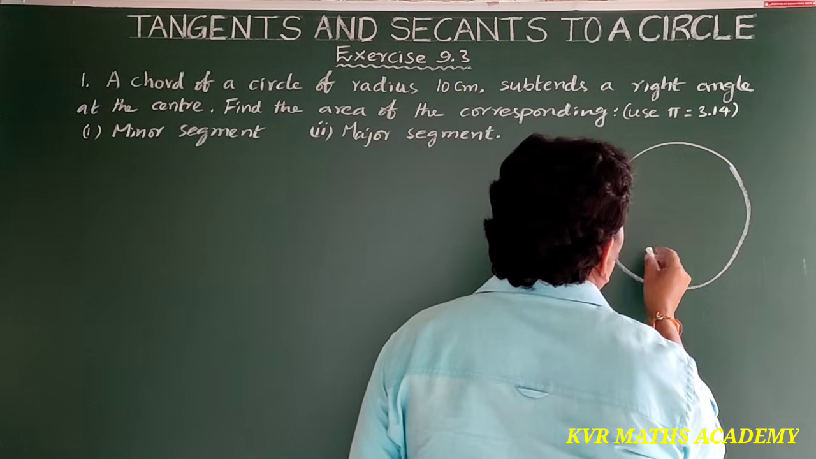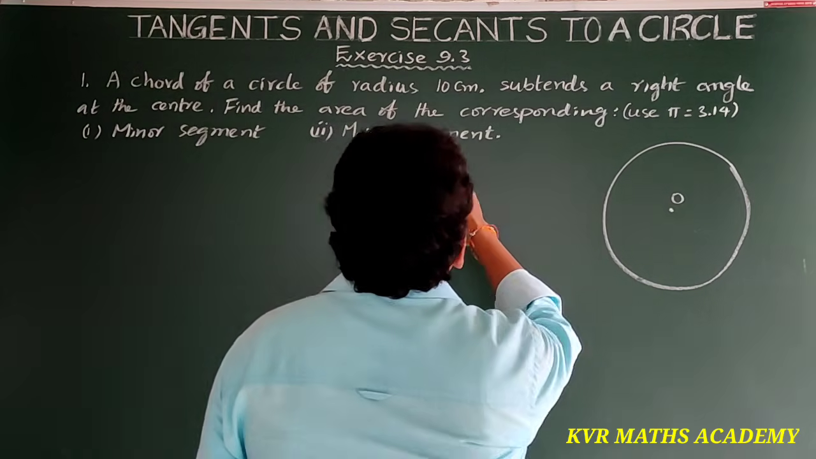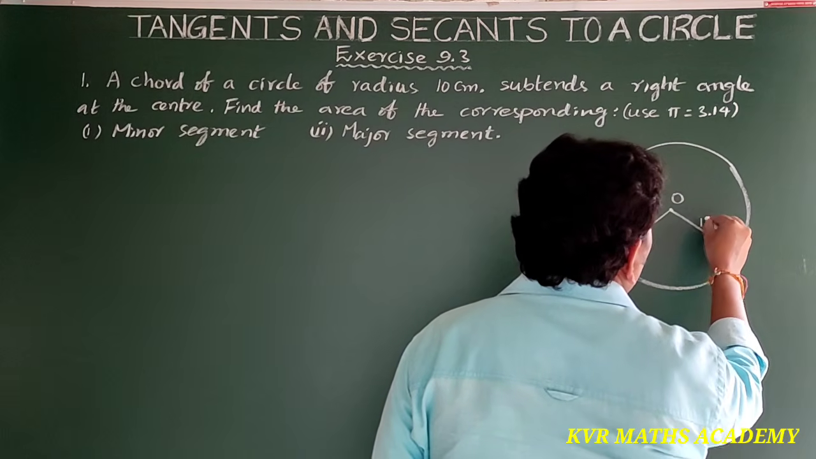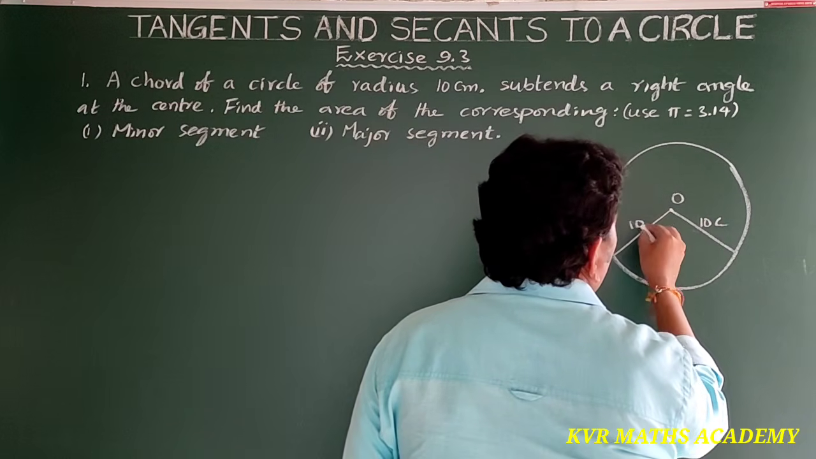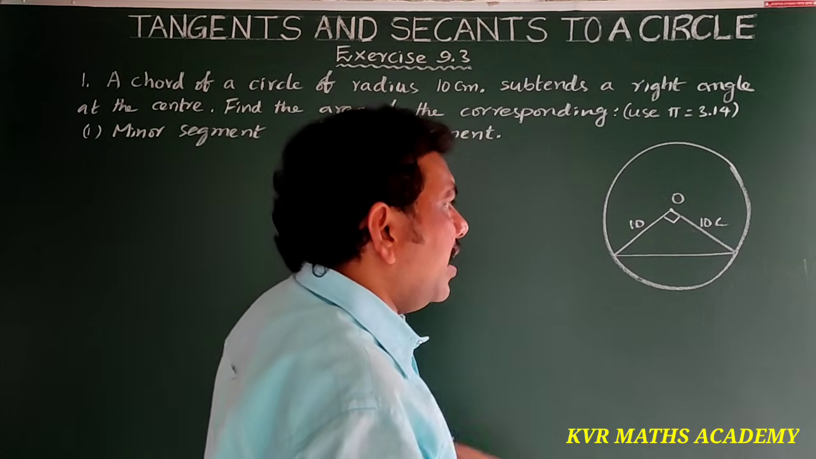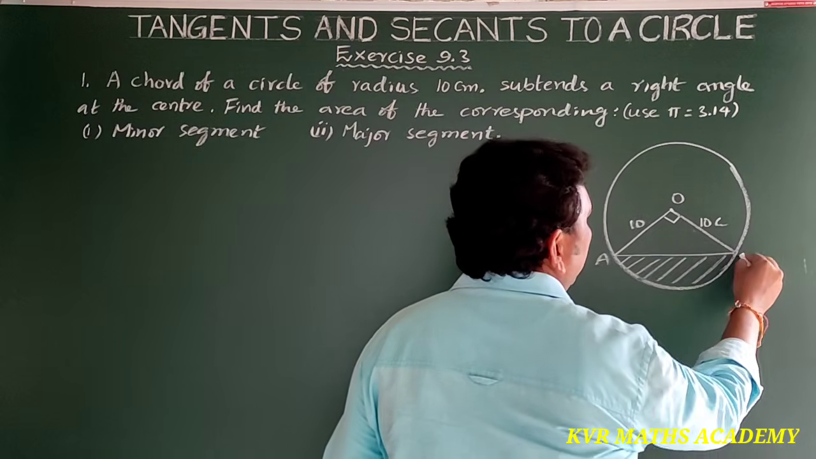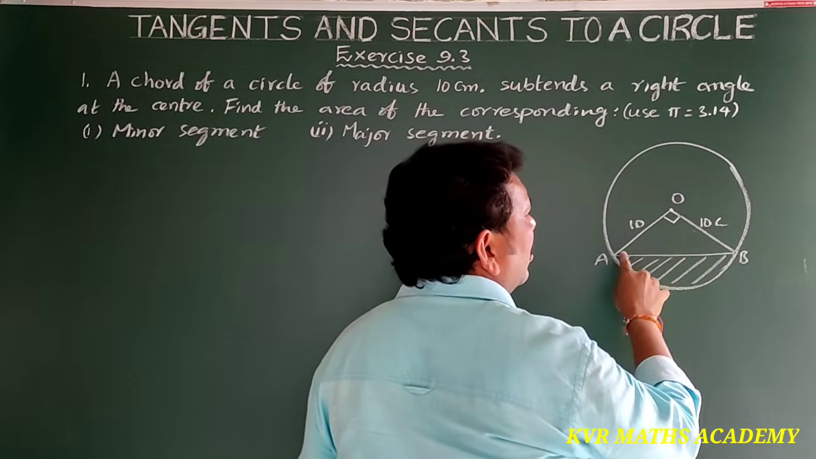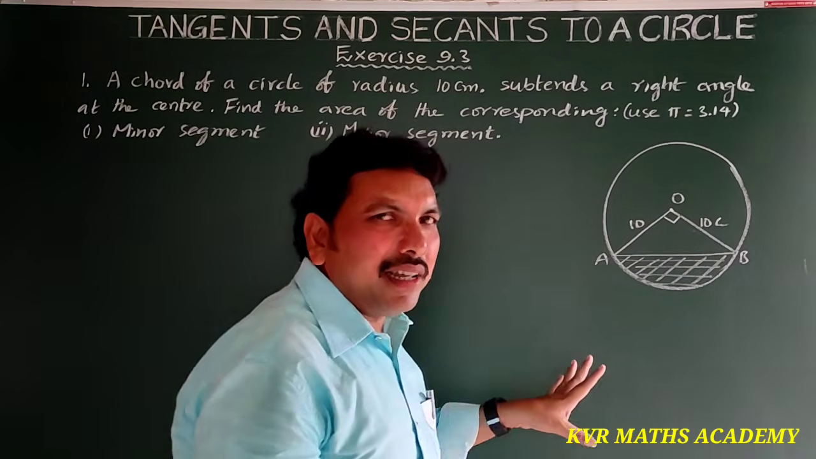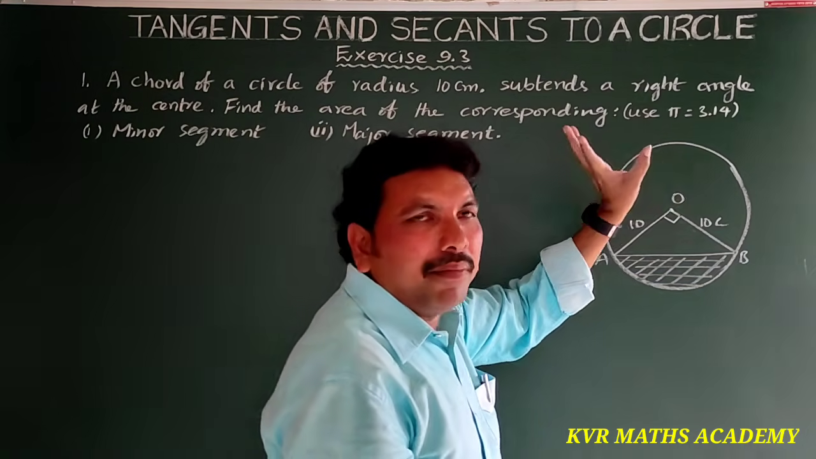Yes, this is the circle. Suppose O is the center of the circle. Next, the radius of the circle is 10 centimeters. It subtends an angle of 90 degrees. Then this will be the minor segment. Suppose AB is the chord. AB divides the whole circle into two segments. The shaded part is one segment and the unshaded part is the other segment. The shaded part is the minor segment, the unshaded part is the major segment.